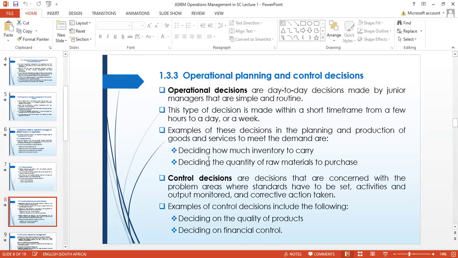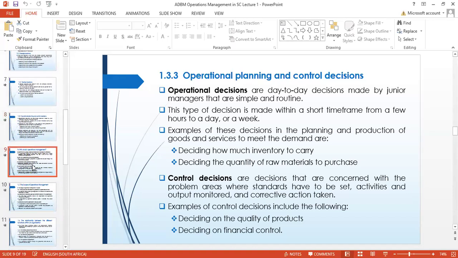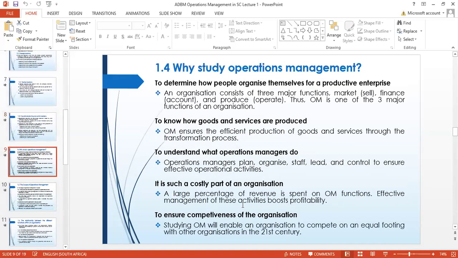Now, why are we studying operations management? You have started studying operations management. Why? The first reason, to determine how people organize themselves for a productive enterprise. We said there are various functions in an organization.